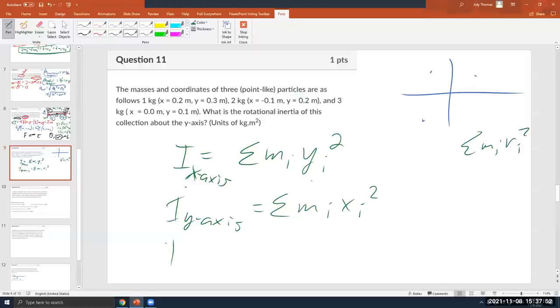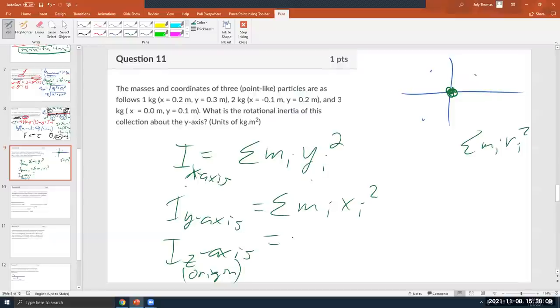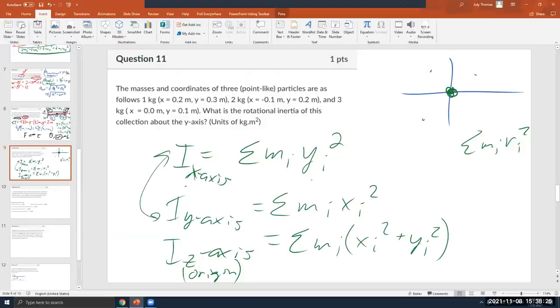The other one that you had on your homework was the inertia about the z-axis. The inertia about the z-axis, since the z-axis is through the origin pointing out of the page, could also be the inertia about the origin. In that case, you have the sum of the m_i's times x_i squared plus y_i squared. Or alternatively, you add these two together. That's just how the math happens to work out.